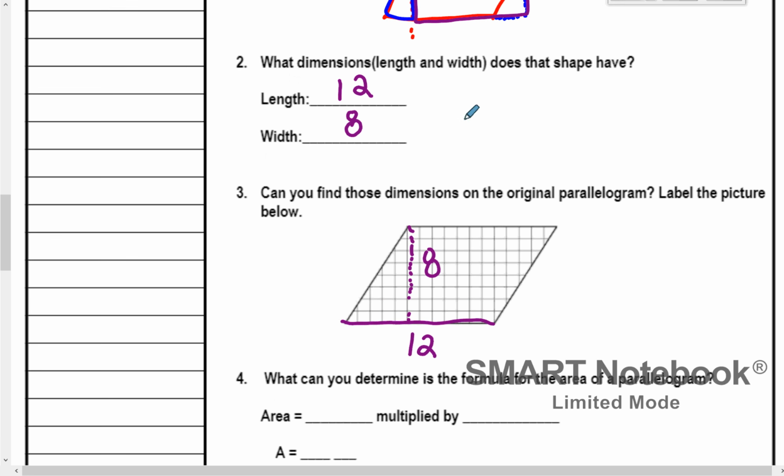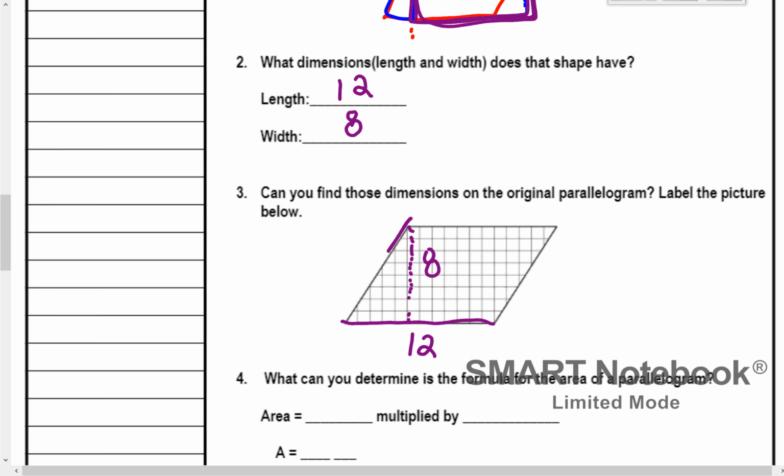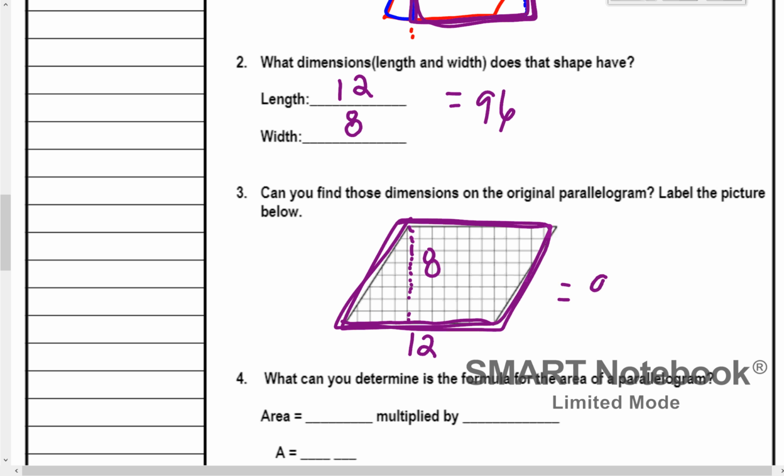We talked about how when we found the area of this rectangle, we didn't take any squares away, we didn't add any squares to it. So the area of this rectangle is the exact same as the area of this parallelogram, because we didn't take any squares away. We got 96 for the area of that rectangle, and the area of this parallelogram is also going to be 96 because we didn't take any squares away, and we did not add any, we just moved it on over to over here.